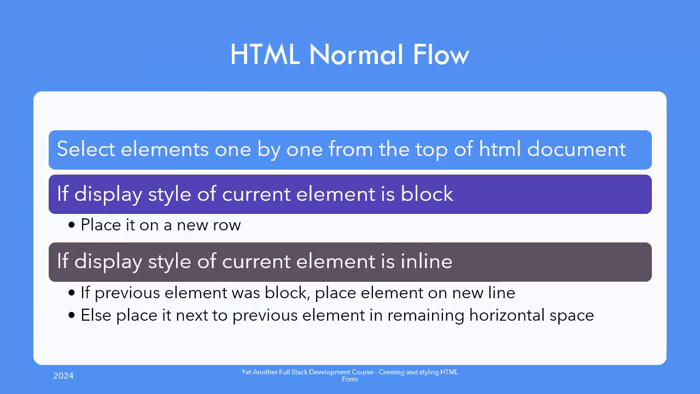The regular HTML rendering called normal flow would pick elements one by one from the top. If it's a block element, it gives it its own row. And if inline, it checks whether previous element was block, in which case the current element is placed on a new line. Otherwise, it is placed next to previous element if space allows. This is normal flow, which essentially is good for all elements.